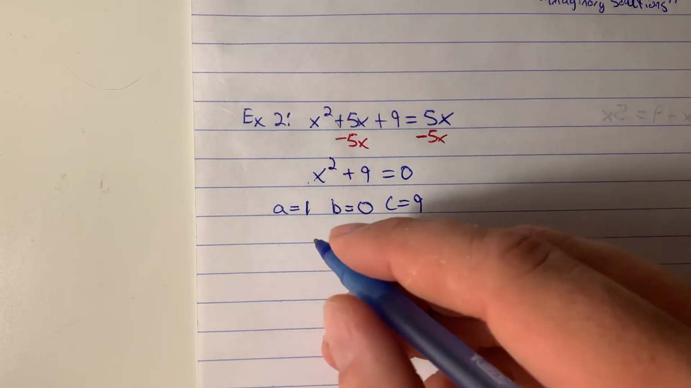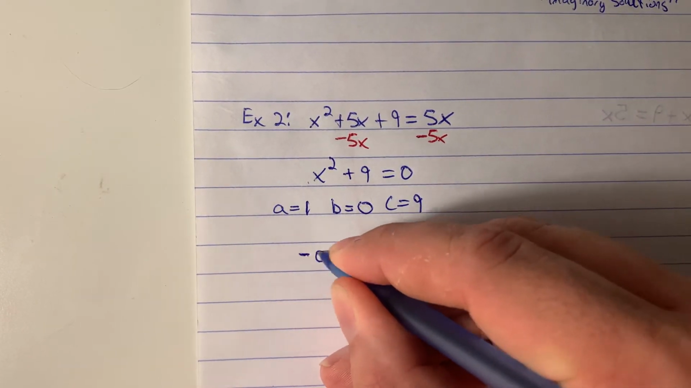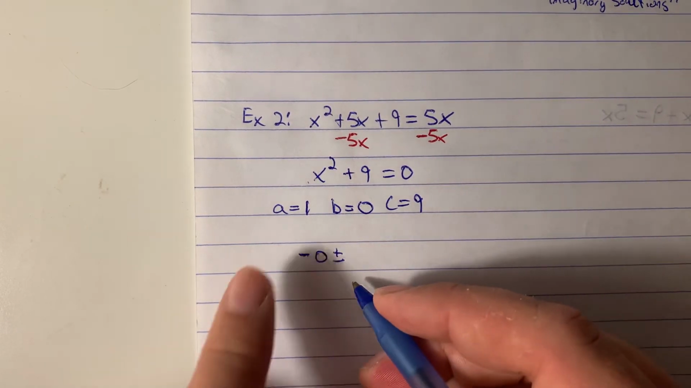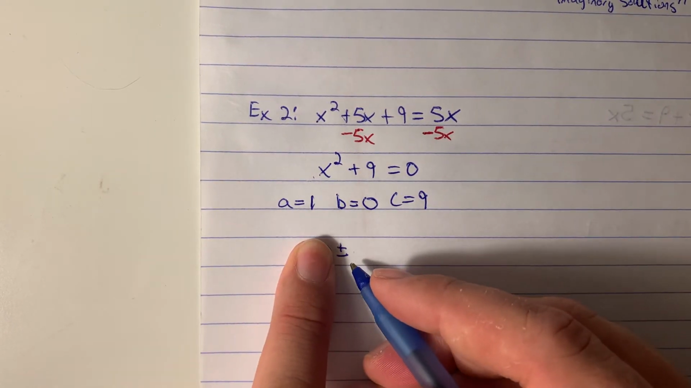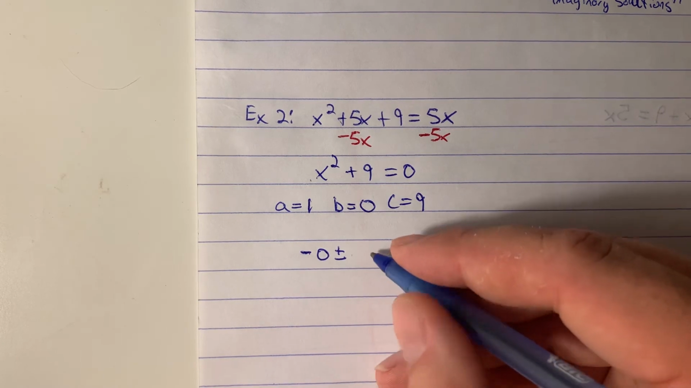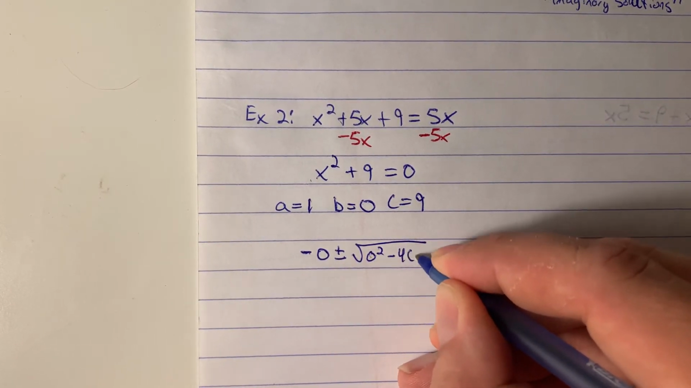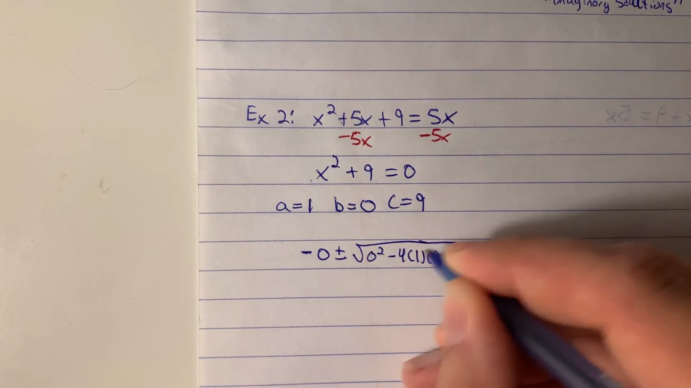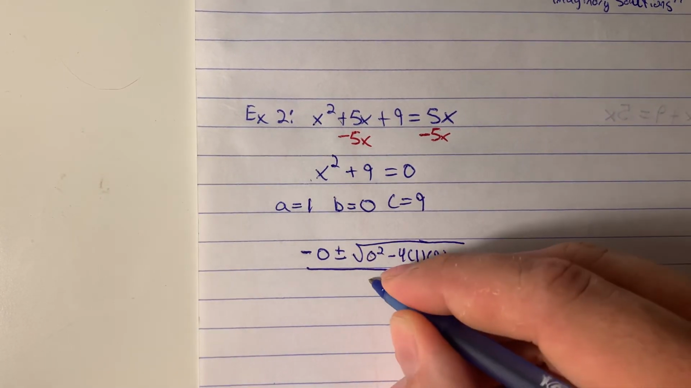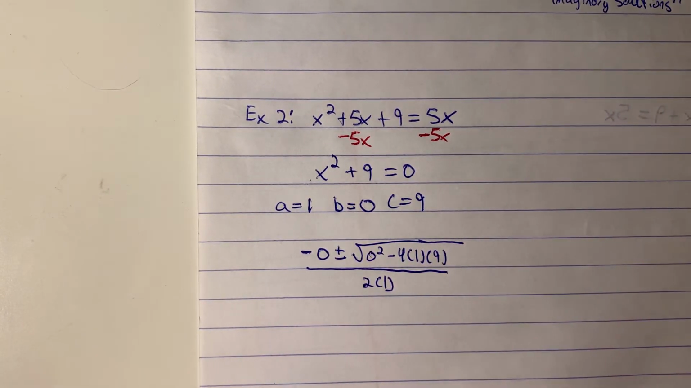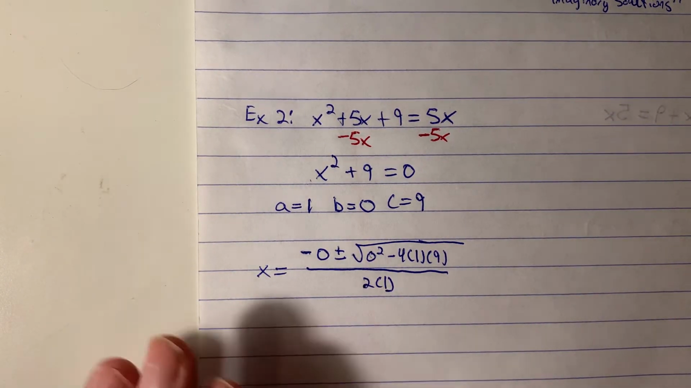It's going to be negative b. I'm going to write negative 0 here, although sometimes we can skip this and just write the plus or minus sign and be comfortable with it. So negative b plus or minus the square root of b squared minus 4ac all over 2a. Okay, so these are going to be the values of x that make this equation true.